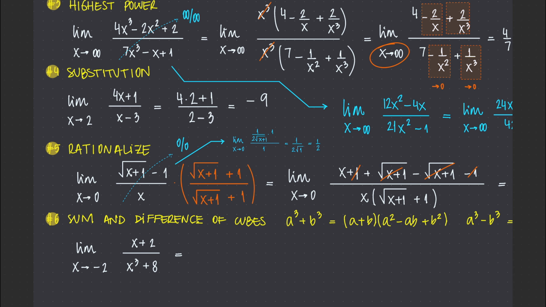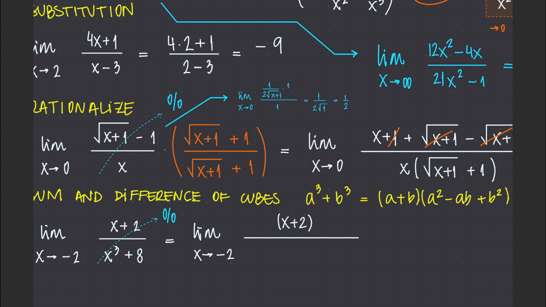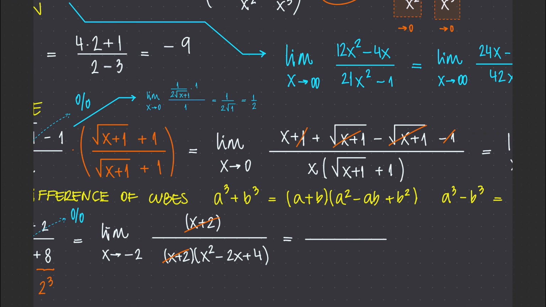Now you can, of course, also apply L'Hopital's rule for this example right here, but only once. You're only going to be required to apply it once. After the first iteration, you don't get 0 over 0 anymore. So given that this is the same as 2 cubed, we have x plus 2, x squared minus 2x plus 4. And we can cancel out the x plus 2's and replace the x's by negative 2. So we have 1 over 4 plus 4 plus 4, which is, of course, 1 over 12.